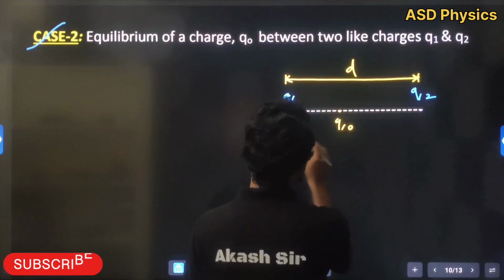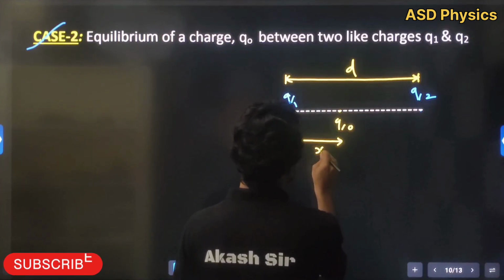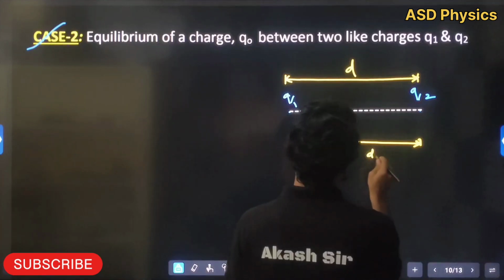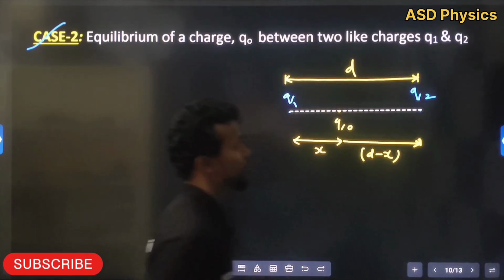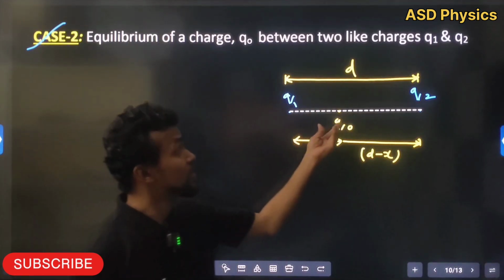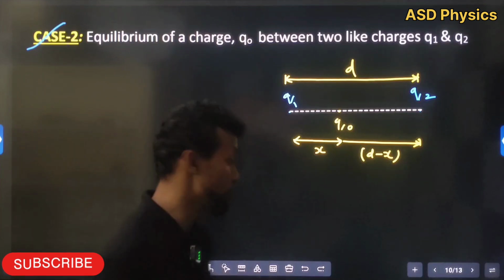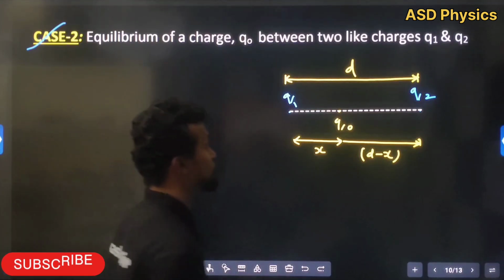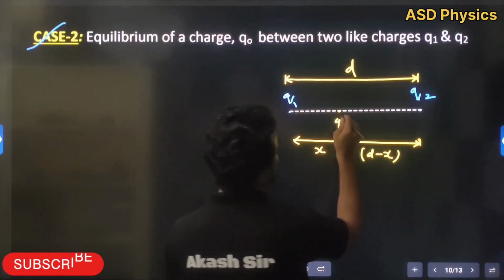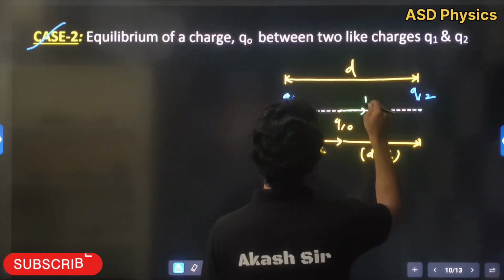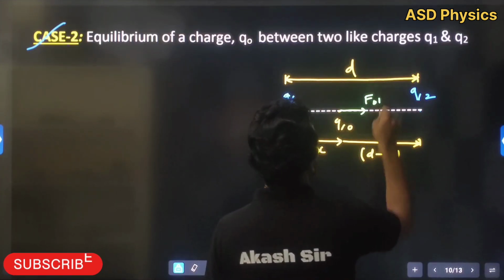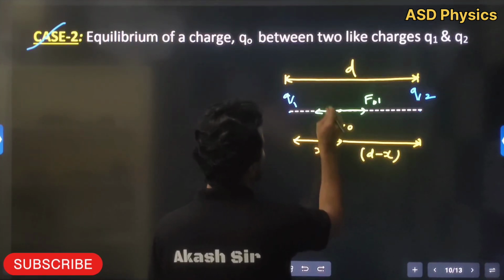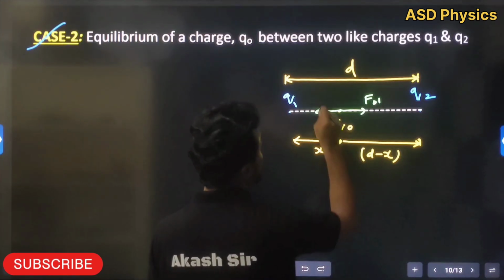Okay, so let's take here this distance. How much, students? This distance I have taken x here. Okay, so this distance will be how much here? This distance will be d minus x. Okay, now you think please, this charge Q0 will experience how many forces? Two forces here. And from the principle of superposition, how many forces, students? Two forces. So the force between Q1 and Q0 in which direction? This direction here. That I will write here F01. Similarly, force on Q0 due to Q2 in which direction? This direction here.